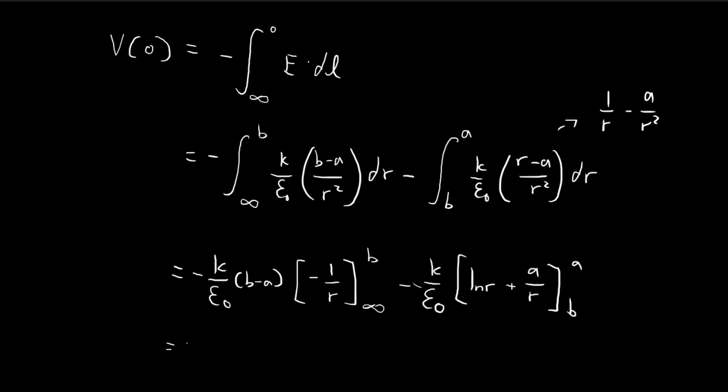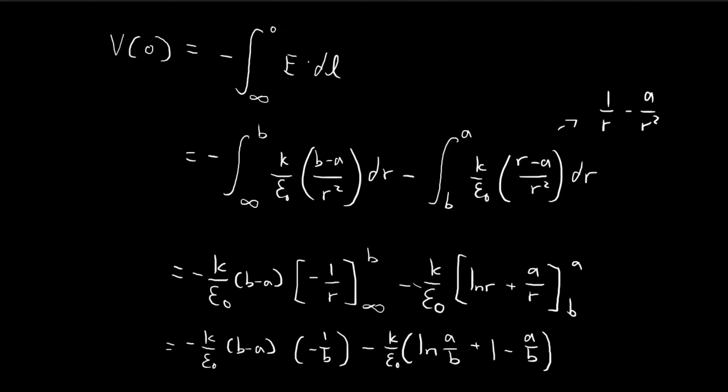So let's substitute the numbers in. We have b minus a. Let's substitute b and we get negative 1 over b, and the 1 over infinity is equal to 0, so we don't have to write that. For the natural log, we'll have natural log a minus natural log b, so that gives us natural log a over b. Plus, while substituting a, we get a 1, then minus a over b.